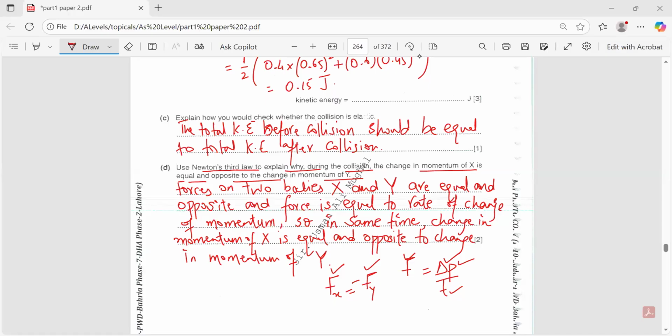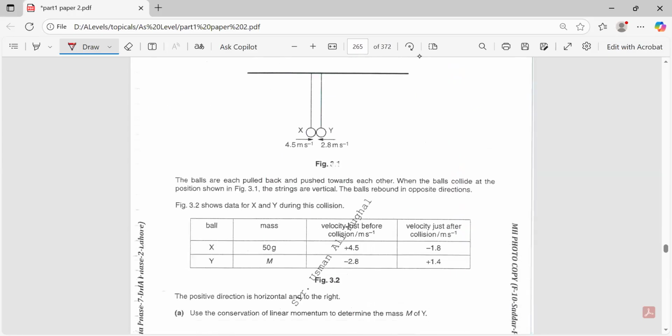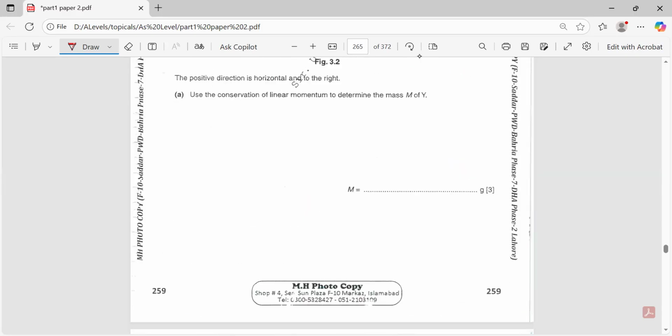Is this fine? Shall I move on? Yes, sir. Okay, now open question number 5. Question number 2 is pretty simple. You will do this yourself. This is your homework. This is easy and it can be solved by you simply.